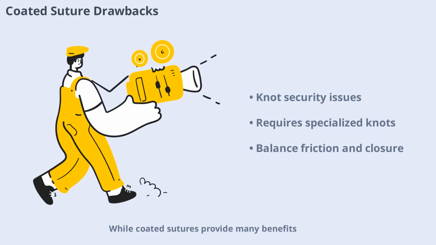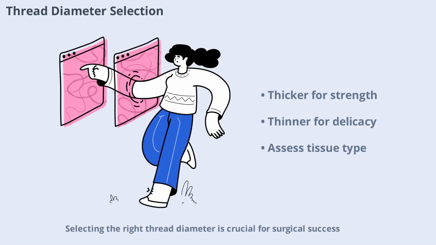While coated sutures provide many benefits, they can make knot security an issue. The lubricating layer may cause knots to untie if not secured properly, requiring the use of specialized knots like the surgeon's knot. Surgeons must balance the advantages of reduced friction with the need for reliable closure, ensuring patient safety and optimal healing.